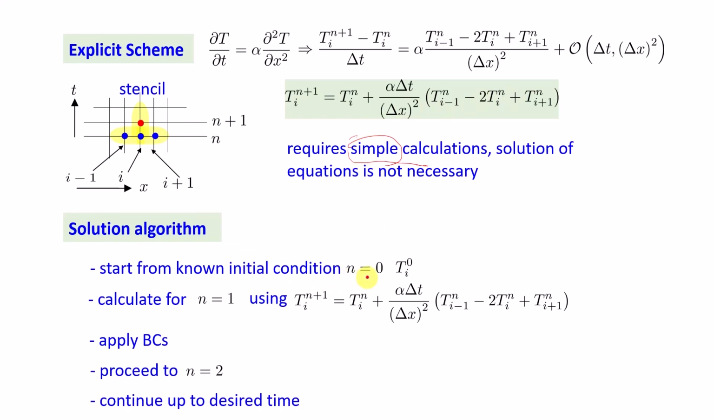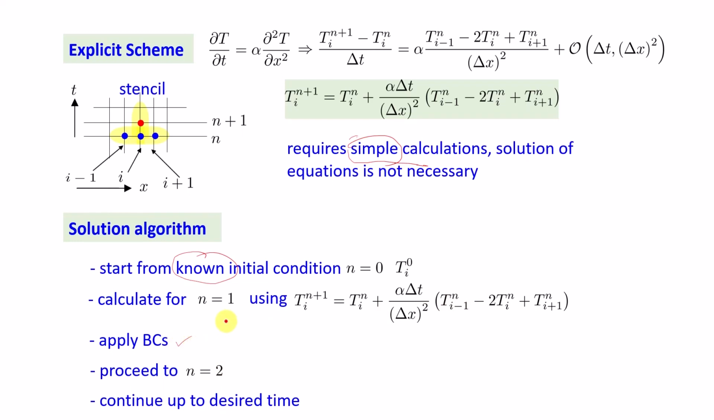So we start from an initial condition. This is known to us. Because this is known to us, t_i^0, this is the 0th time level, meaning the initial condition, that is known to us. Then I'll take the first time step and I'll calculate for n equals 1. This is t_i^(n+1), so t_i^n, etc. So this is how I'll go on for n equals 2, n equals 3, etc.